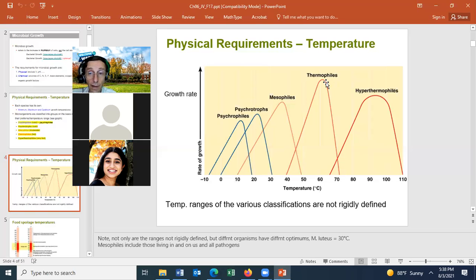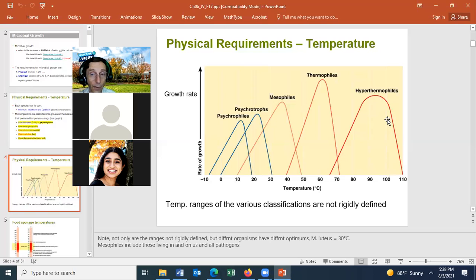The hyperthermophiles were something that wasn't known when I went through microbiology. These are organisms that grow best above 90 degrees Celsius. Remember that 100 degrees Celsius, which is near the optimum, is the temperature of boiling water.